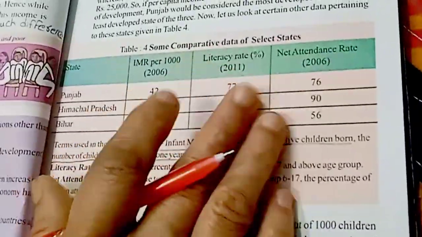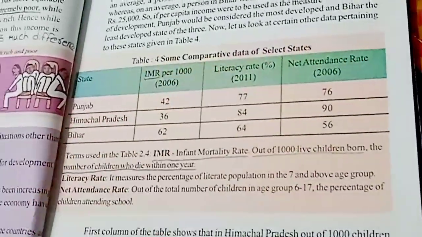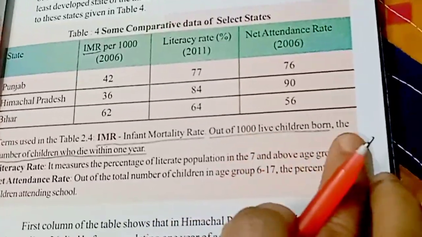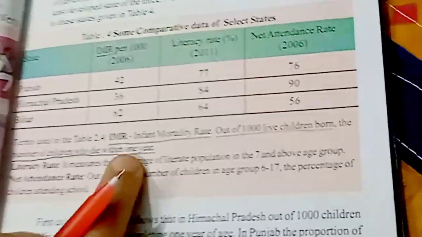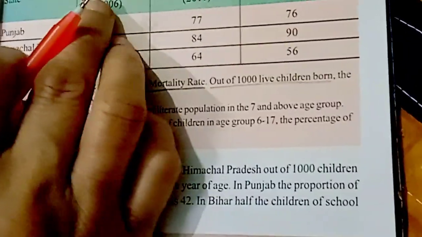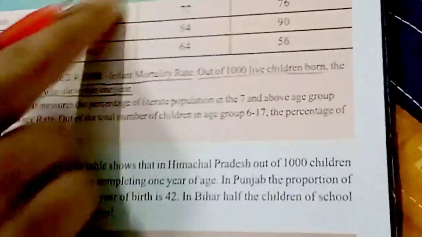Next, this is also very important. Here you should remember one thing. IMR means the infant mortality rate: out of 1,000 live children born, the number of children who die within 1 year. So what is IMR? It is also a kind of question they may give in the examination.